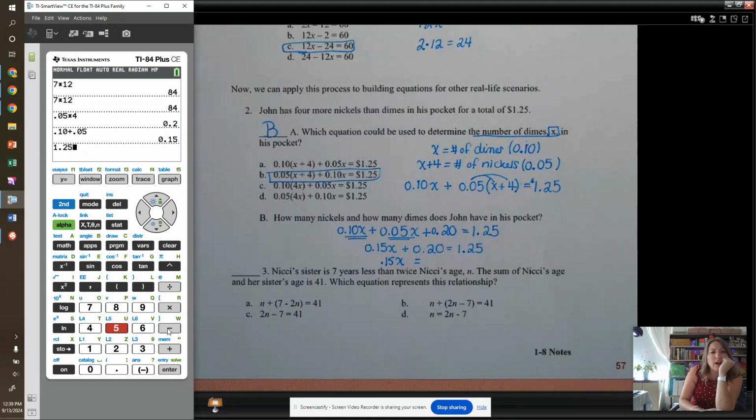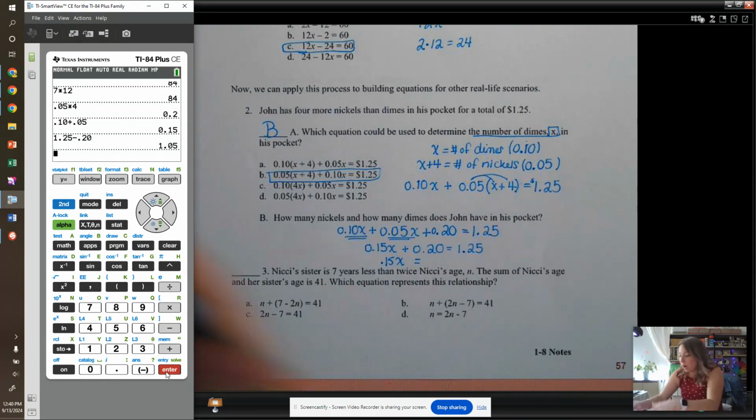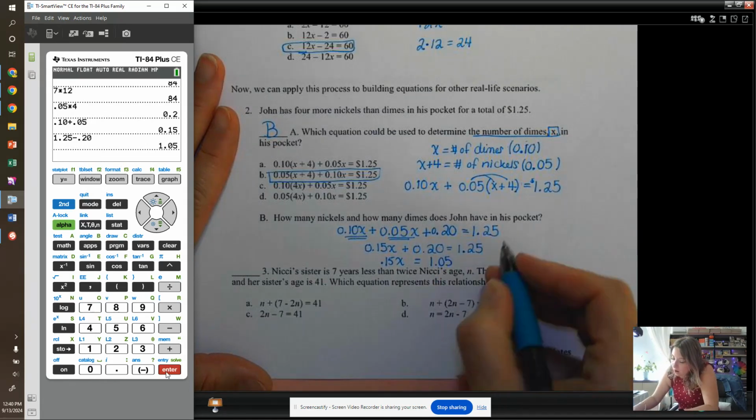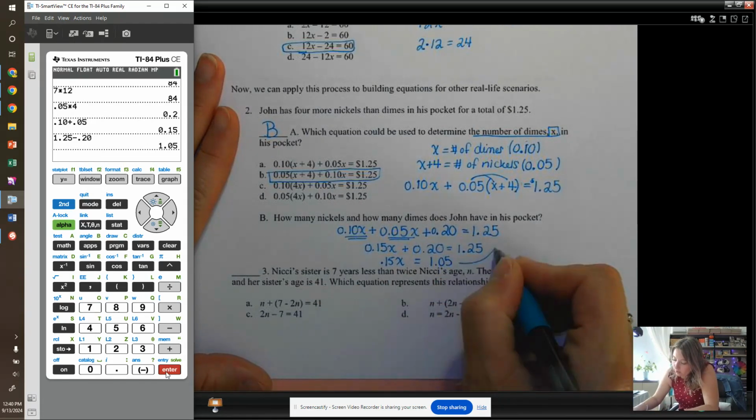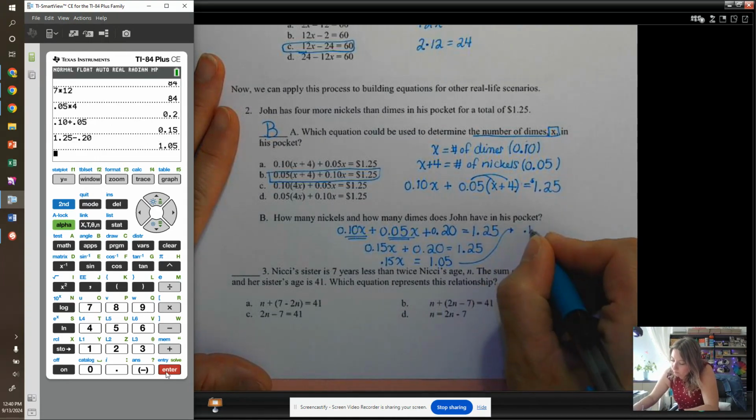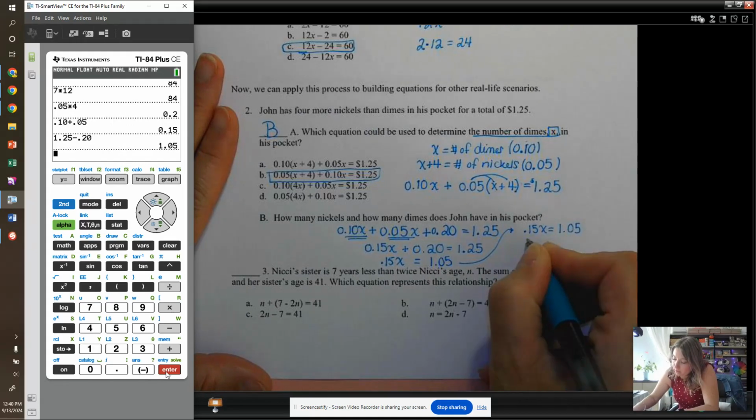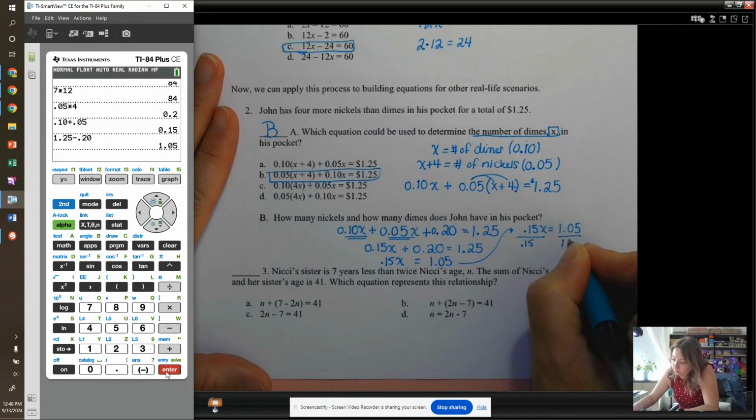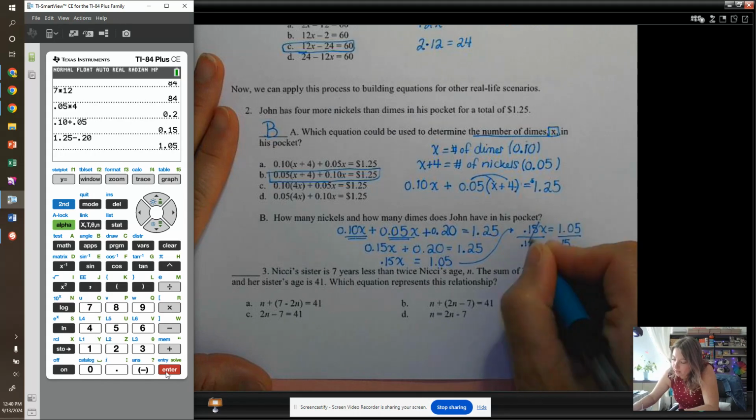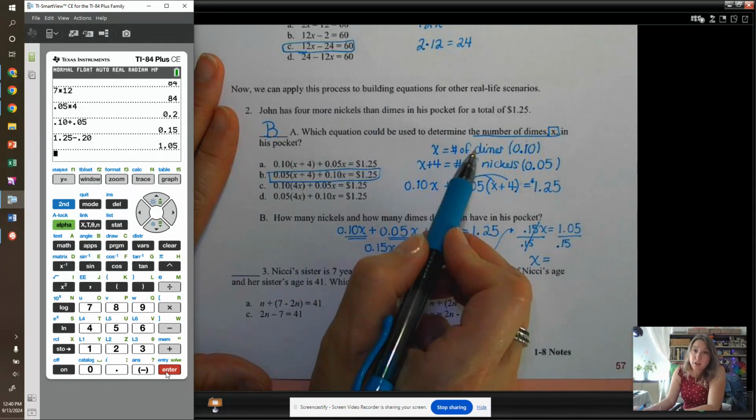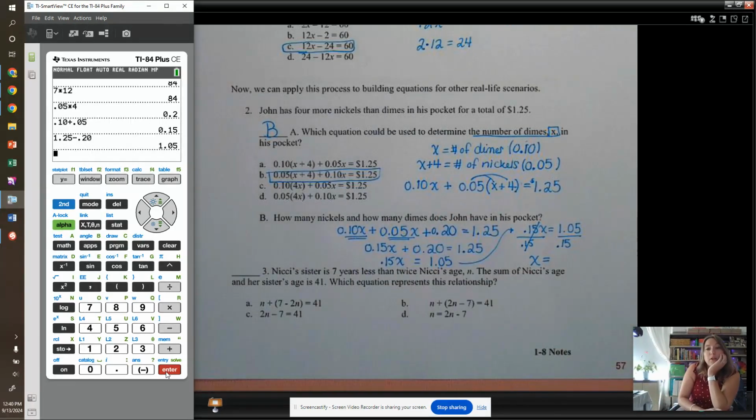So $1.25 minus that 20 cents we just had. Oh, right. $1.05. Now, I'll go over here and I'll just rewrite so we can see that I'm dividing both sides by 0.15. So that cancels out and gives me x all by itself. X, remember, is my number of dimes.